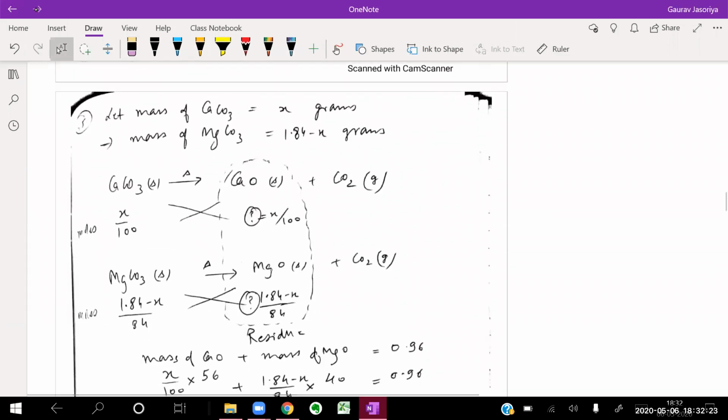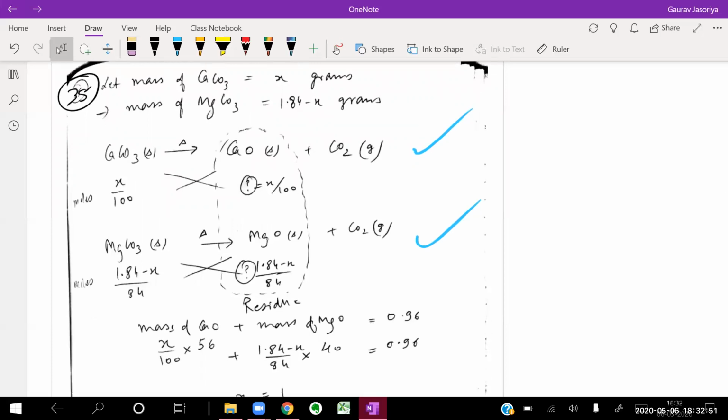Then 35th question. Yeah, this is actually the 35th question. Now in that 35th question, calcium carbonate and magnesium carbonate both show the same reaction upon heating. The residue is their oxides, and CO2 gas is liberated. So if you start with just assuming that mass of calcium carbonate is x, then the mass of magnesium carbonate is 1.84 minus x, and then you do the mole analysis, right?